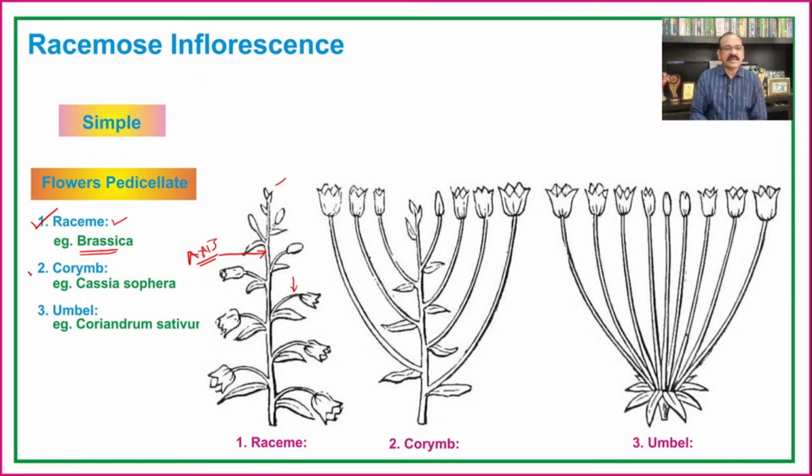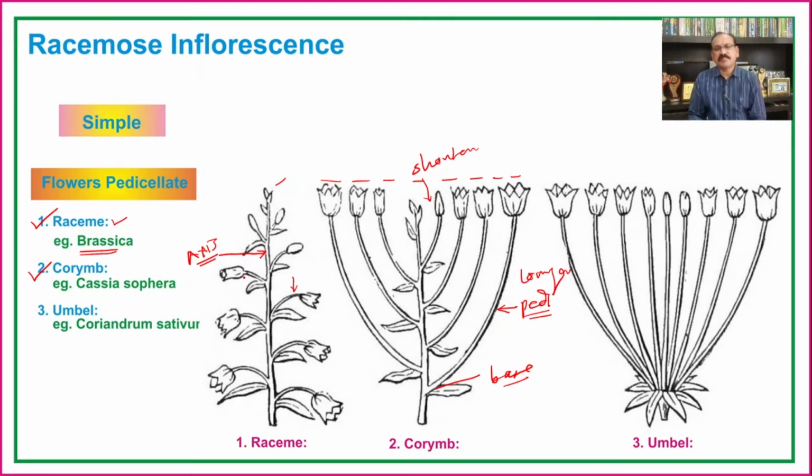The second type, that is corymb, and in the corymb again the same type of development of flowers just like that of the raceme, but here we are seeing the length of the pedicel is different in the different flowers. Those flowers which are developing at the base develop the longer pedicel, while the flowers which are developing towards the apex develop on shorter pedicel. And because of this, there is a formation of a flat top on the upper surface of the inflorescence.